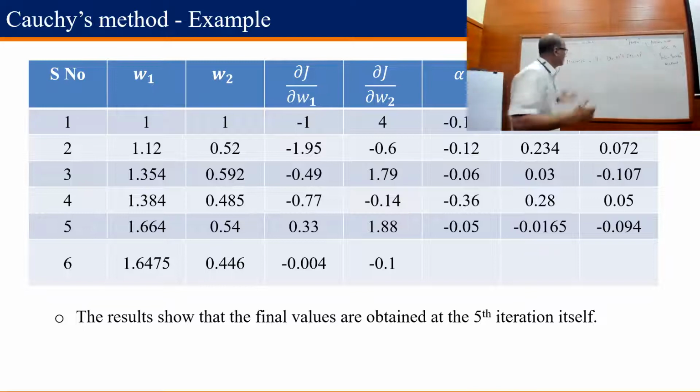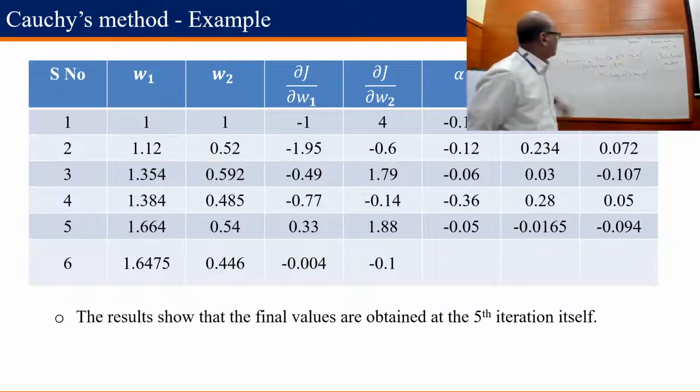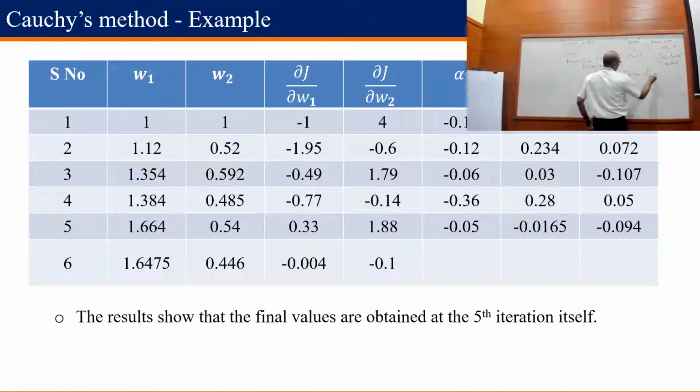So let us start with an initial guess. Please recall that it is nothing but your previous problem also. W1 and W2 is your vector. You put it in brackets. So dou y by dou x1, that is nothing but dou J by dou w1, equal to 2 x1 minus 8. Dou y by dou x2, or dou J by dou w2, is nothing but 2 into (x2 minus 6).